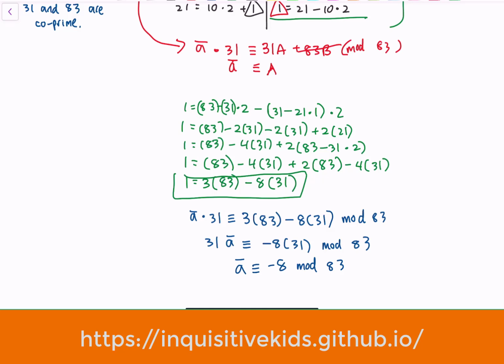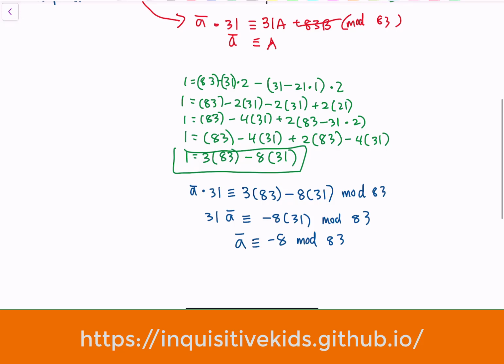So we are very happy because we've solved what our modulo inverse is, a bar. We can make this a little bit more clear and not make it a negative number by adding 83 to it. So we would get 75. A bar is congruent to 75 mod 83. Now let's use it on our original problem.